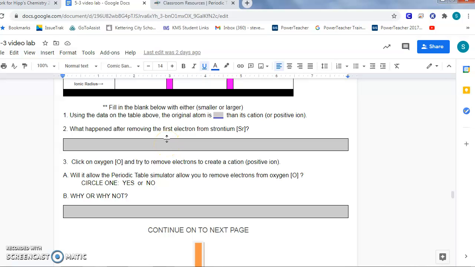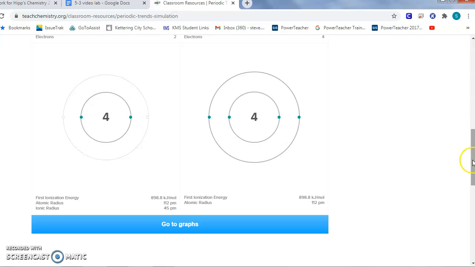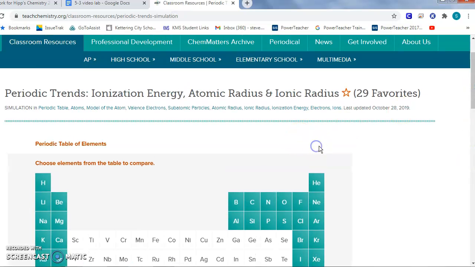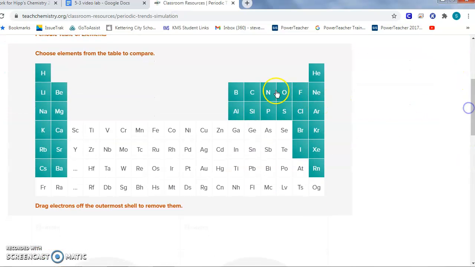In other words, did it give you an ionic radius after you remove the first electron? Or did it say something different? Then they want you to click on oxygen and see if you can remove electrons. How will we do that? Boom. Now we click on oxygen.